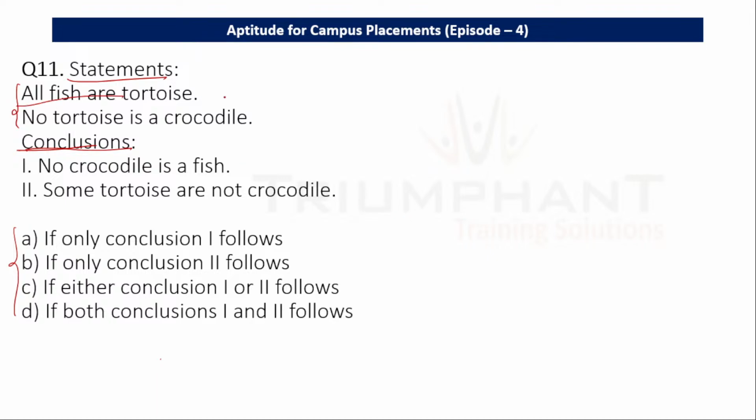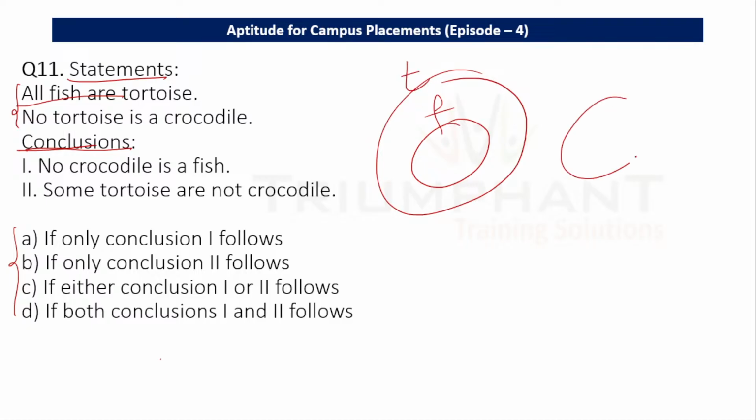Right. So first statement, all fish are tortoise, and no tortoise is crocodile. So we are not supposed to intersect tortoise and crocodile. Okay, first conclusion: no crocodile is a fish. Absolutely, because right now in the basic Venn diagram, crocodile and fish are not intersecting. This has become true. But since this is a negative conclusion, just based on the basic Venn diagram, we cannot say true.